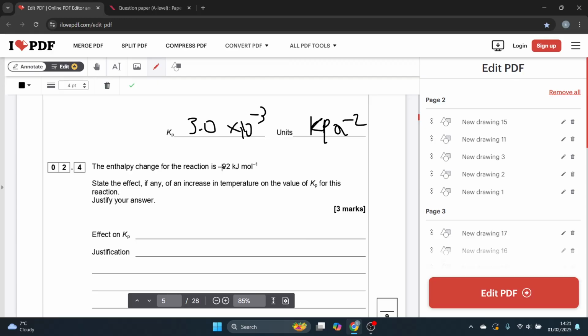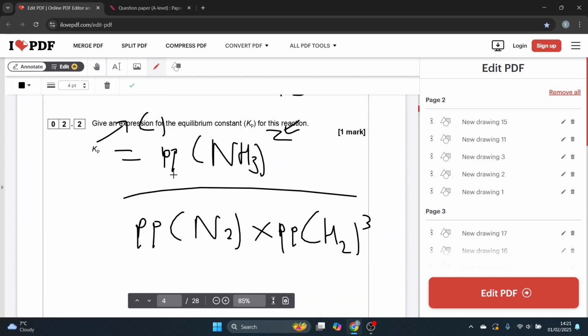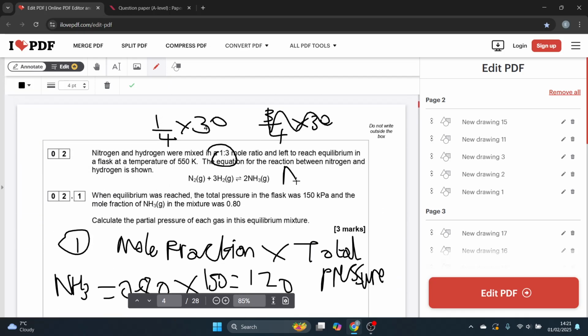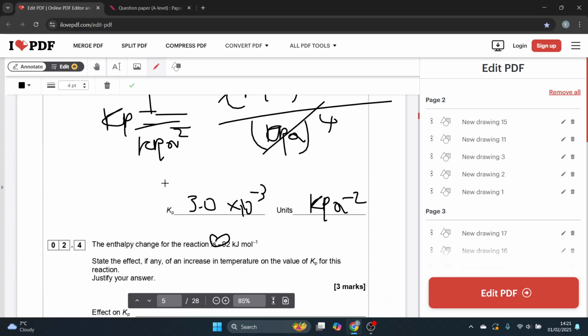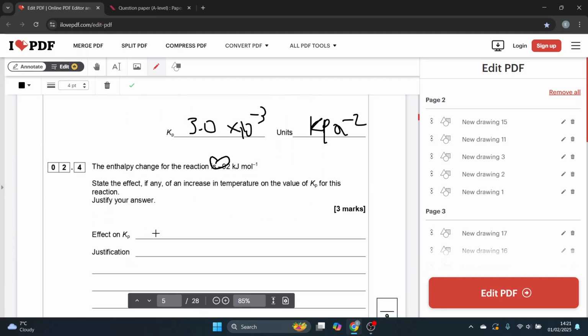But what will happen? Well, the enthalpy change is negative, so the forward reaction is exothermic. So what's the effect of increased temperature? Well, I know delta H is negative, the question just told me that. Therefore, if I increase the temperature, it's going to shift in the endothermic direction to oppose the increased temperature. Therefore it's going to shift to the left hand side, so I'm going to get more reactants. So the effect on the value of Kp: it's going to decrease.